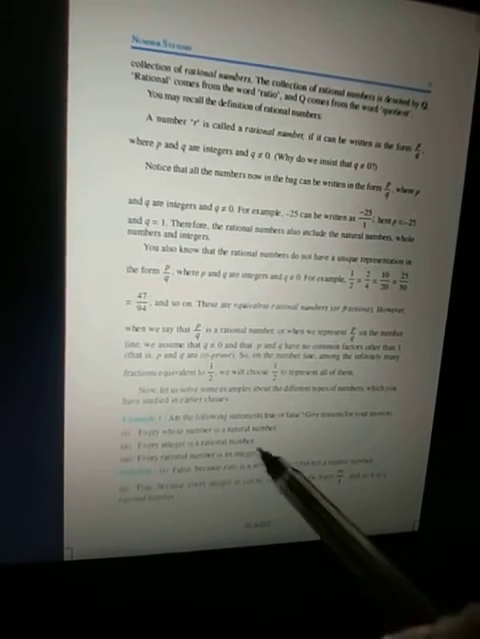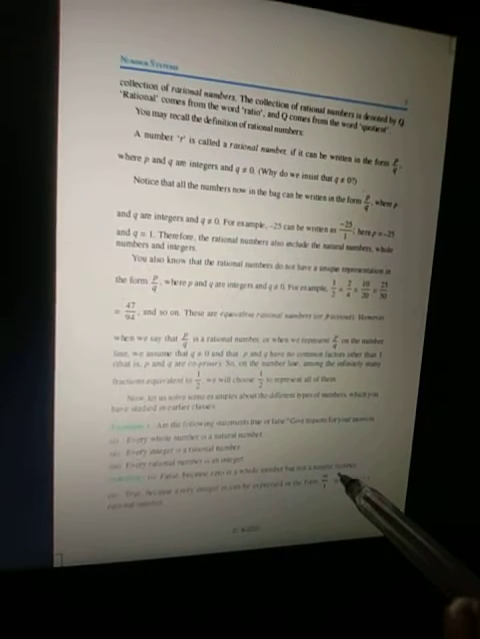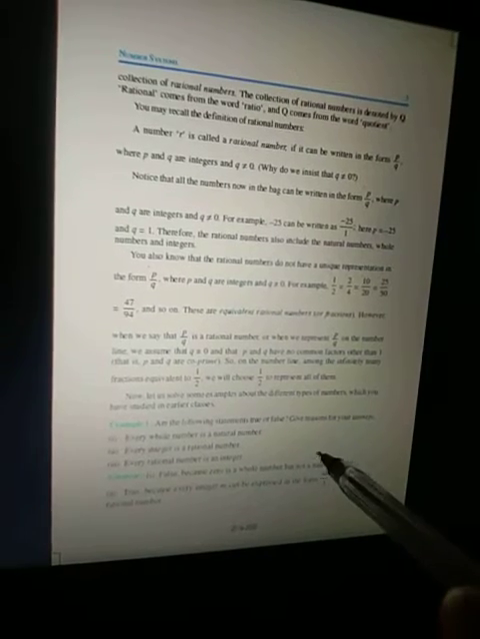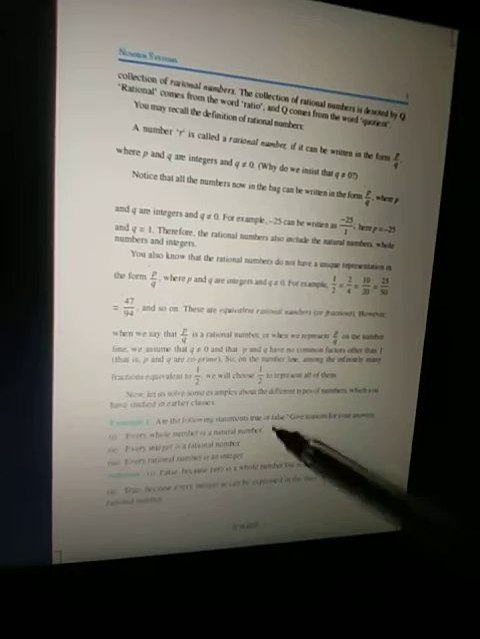Here is one example. Every whole number is a natural number. This statement is false because 0 is a whole number, but it is not a natural number. Previously I stated that natural numbers start from 1, 2, but do not contain 0, whereas 0 is a whole number. Likewise, every integer is a rational number. It is true because we have seen p by q, m/1. So every integer is a rational number.